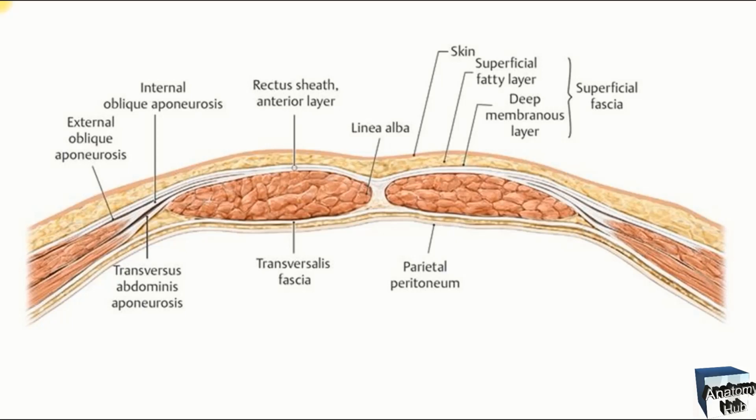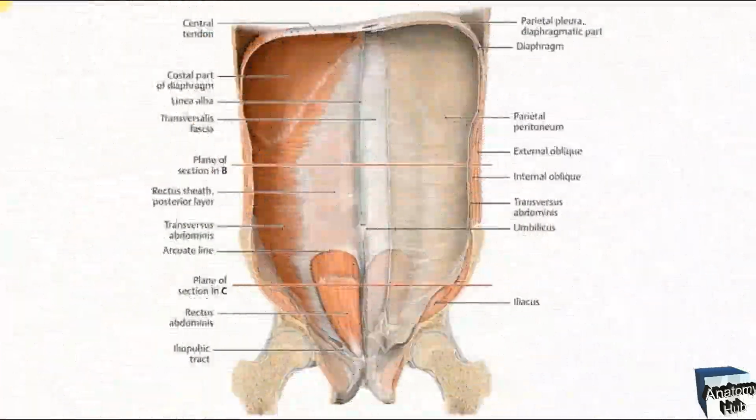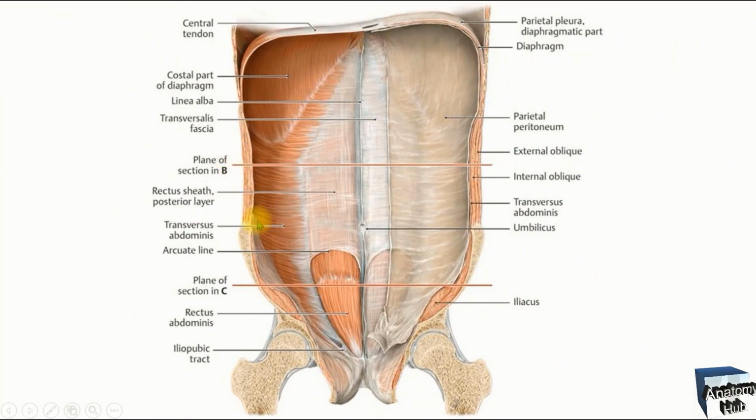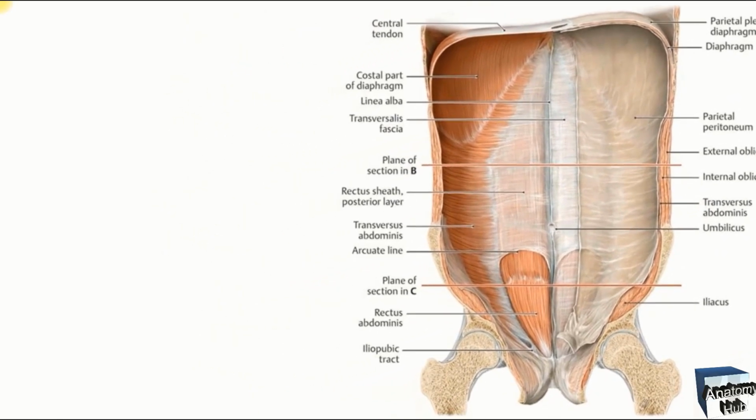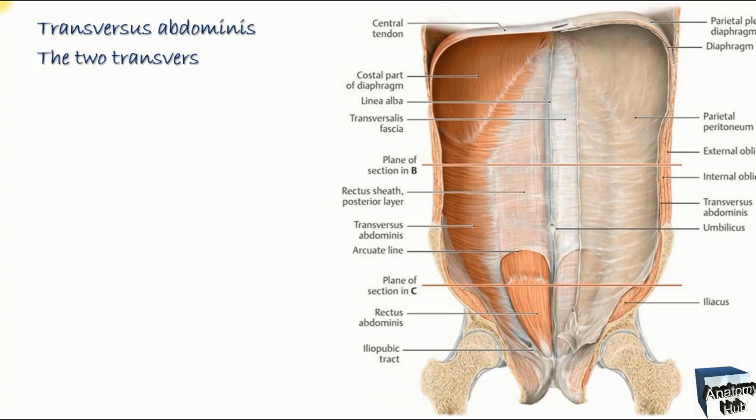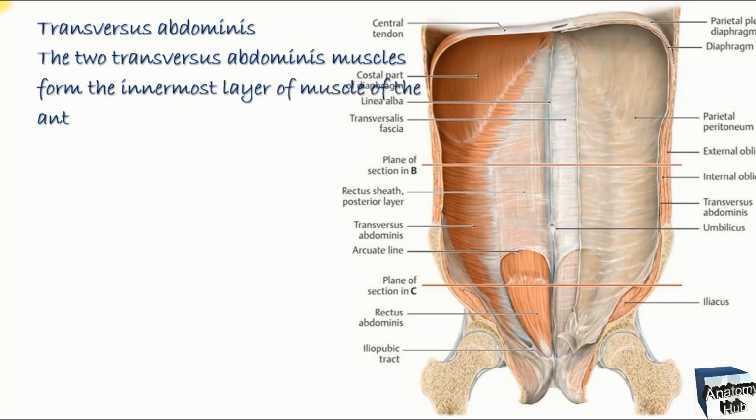So this thoracic diaphragm forms part of the superior portion of the posterior abdominal wall. This transverse abdominis muscle contributes to the lateral part of the abdominal wall, that we'll discuss here. You can see here the transverse abdominis muscle. This muscle is the innermost layer of muscle, and it is transversely placed. So these two transverse abdominis muscles form the innermost layer of muscle of the anterolateral abdominal wall.